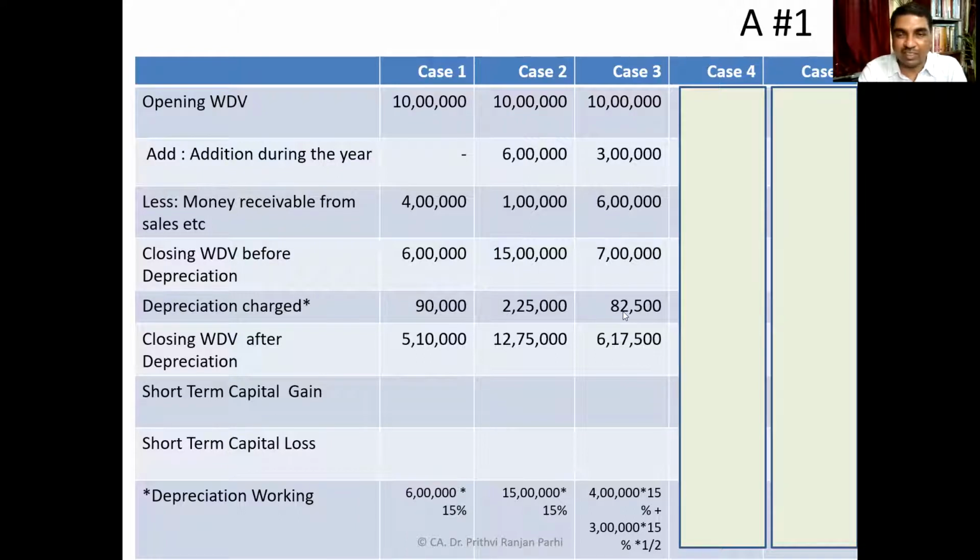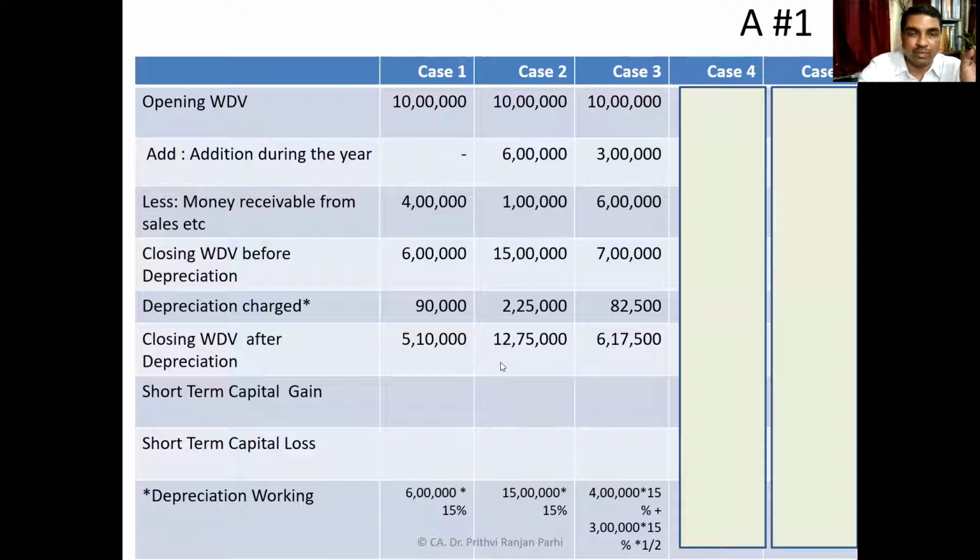Total depreciation comes to 82,500. How 82,500? On 4 lakh, 15%, plus on 3 lakh, 15% into half. Total comes to 82,500, and the closing WDB is 6,17,500. I think we are understanding the point. Now let us see the fourth situation.